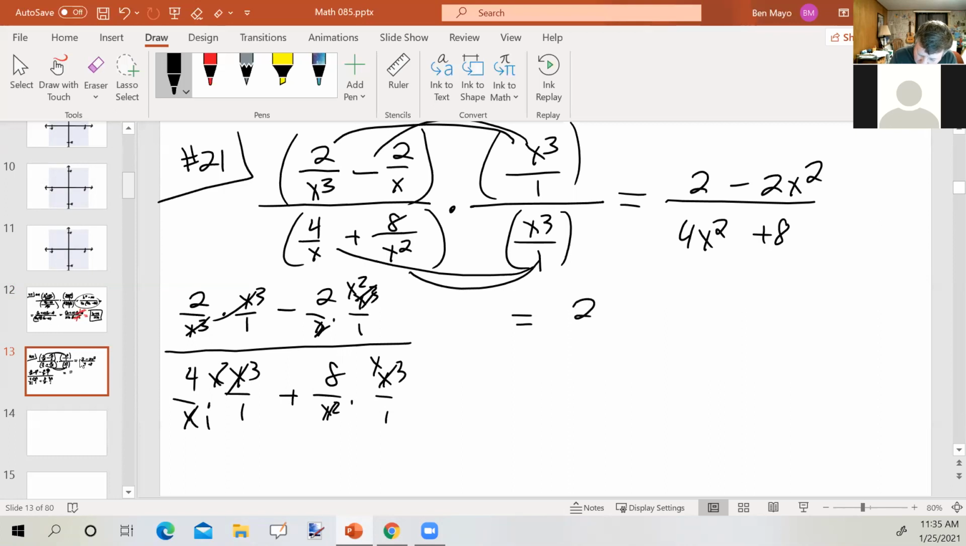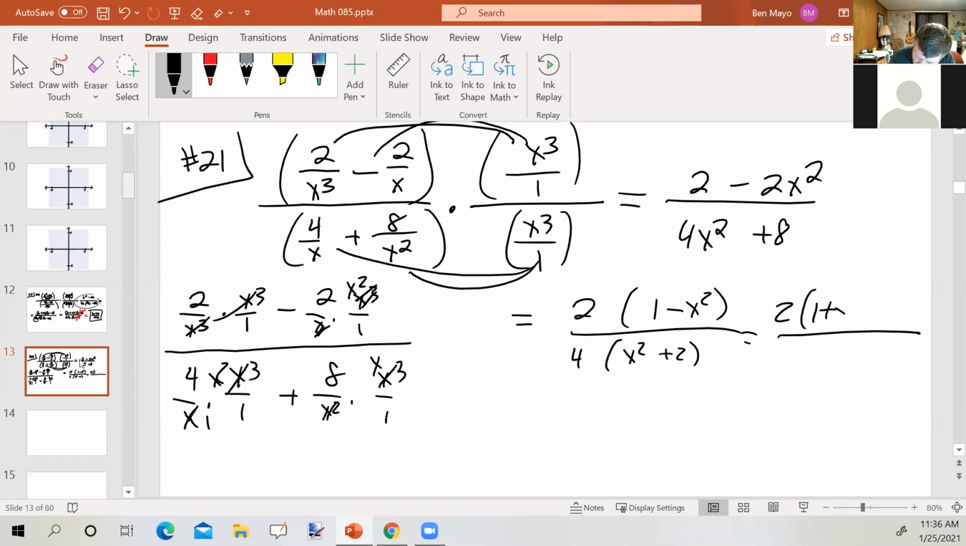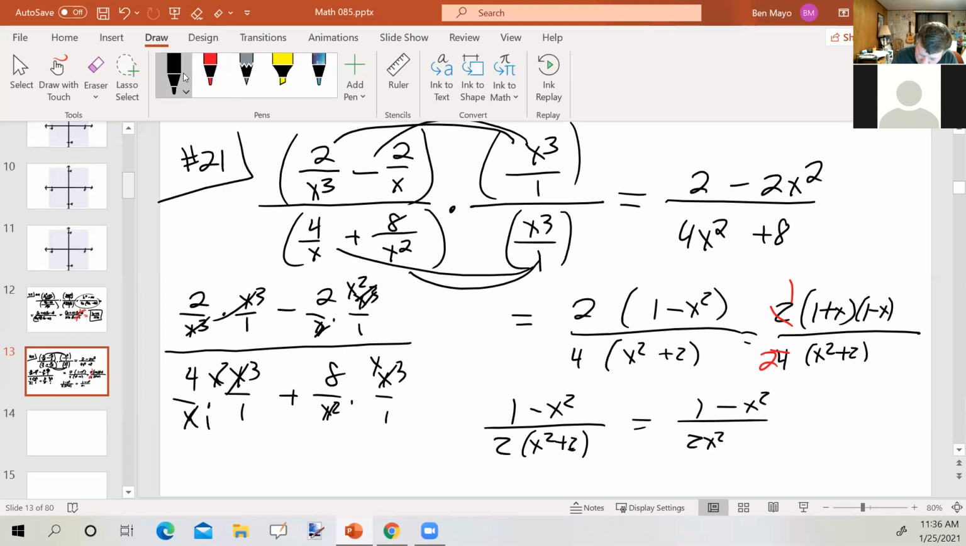We can take a 2 out of the top and a 4 out of the bottom. Let's see, x squared plus 2. We can factor the numerator further because 1 minus x squared would be the difference of two squares, 1 plus x, 1 minus x. However, we can't do anything more with the bottom. So all we can reduce out is the 2 over the 4, which is 1 over 2. So on the top, I've got 1 minus x squared, and the bottom I've got 2 times the quantity x squared plus 2. Or you could say 1 minus x squared over 2x squared plus 4.